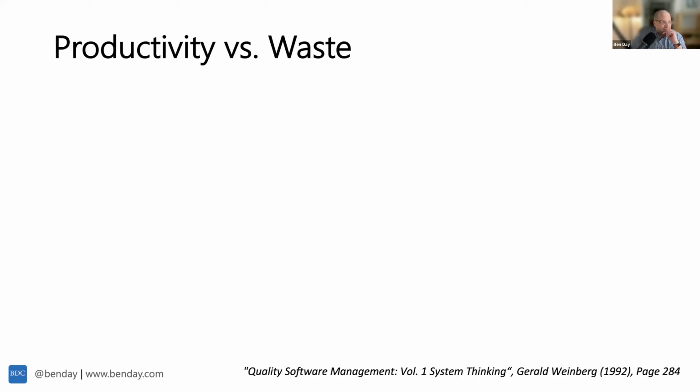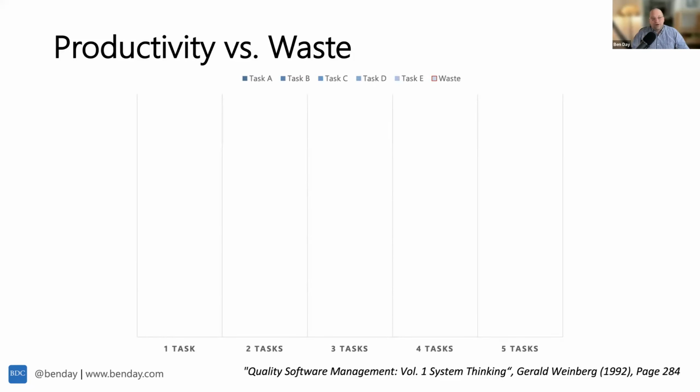Now, if any of you have ever seen me talk at a conference or teach a class, you've probably seen me plugging this graph right here. But if you haven't seen it, this is the thing that sends chills through executives' souls. So there's this book, Quality Software Management, Volume 1, Systems Thinking by Gerald Weinberg. And on page 284 of just a barn burner of a book, he lays out a bunch of information about productivity and waste.